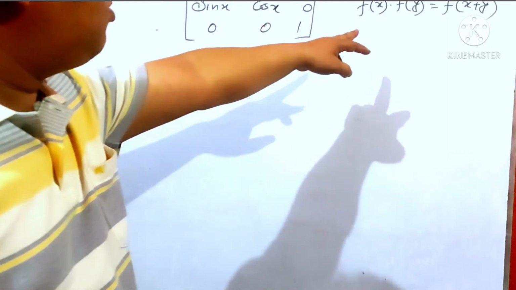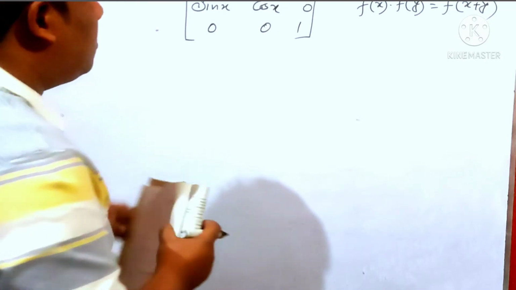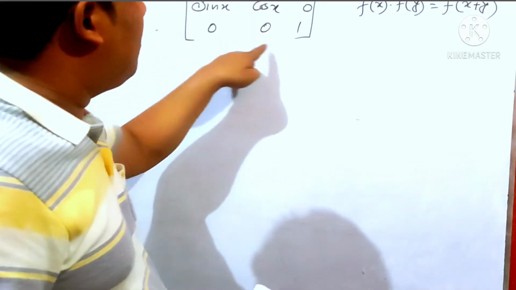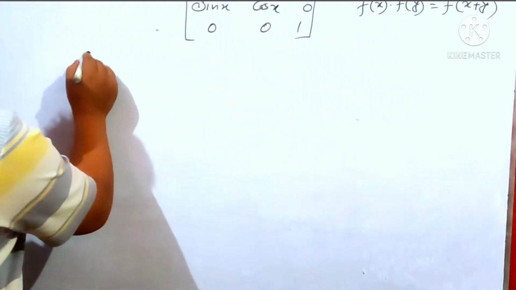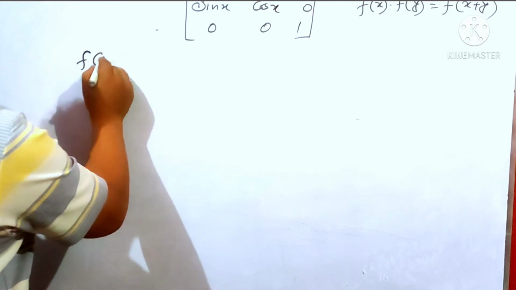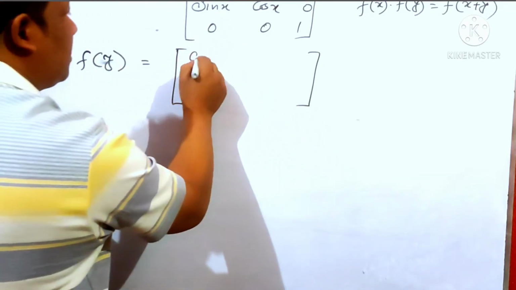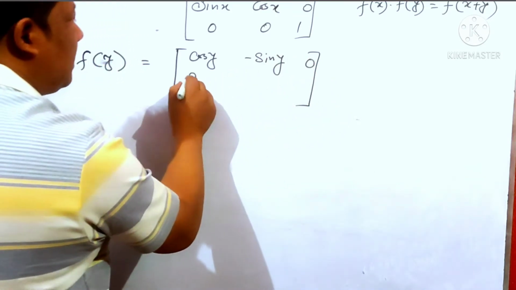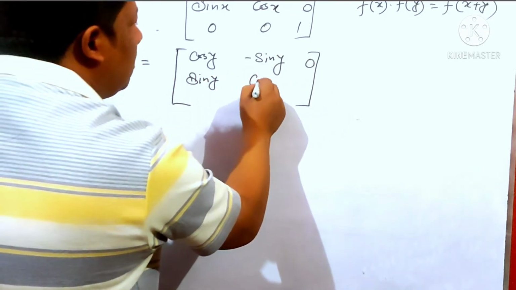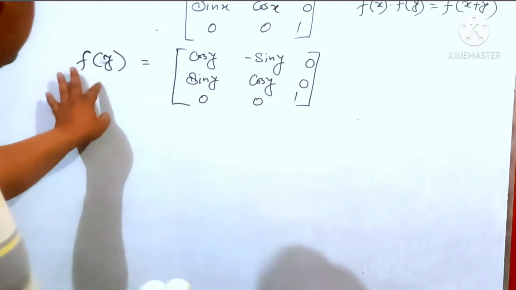So let's look here. It is given that f of x equal to this matrix, and you have to prove that f of x into f of y equal to f of x plus y. In these cases, if this is x, you have to write the function in x. If it is y, then you have to write y. So my students, just find the value of f of y. Instead of x, you just write y: cos y, minus sin y, 0; sin y, cos y, 0; 0, 0, 1. So I get the value of f of y.